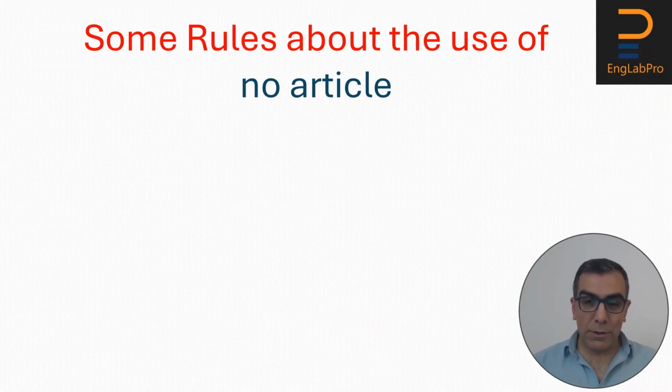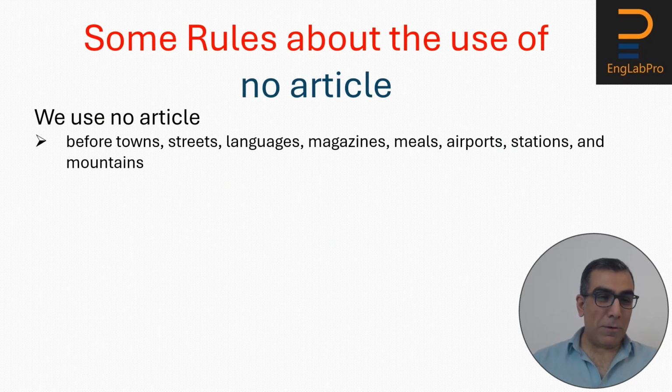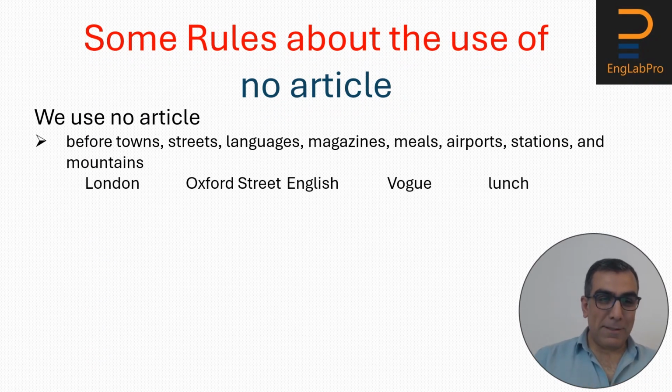Also, some situations in which we don't use any article. We call them no article situations. Well, we use no article before towns, streets, languages, magazines, meals, airports, stations, and mountains. Let's go through examples. For towns, for example, you can say London. For streets, you can say Oxford Street.